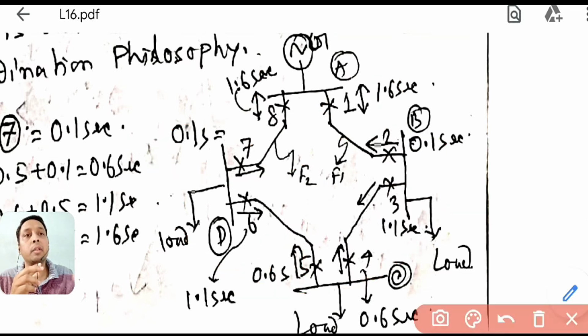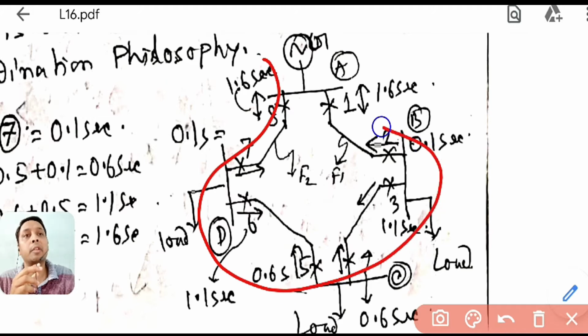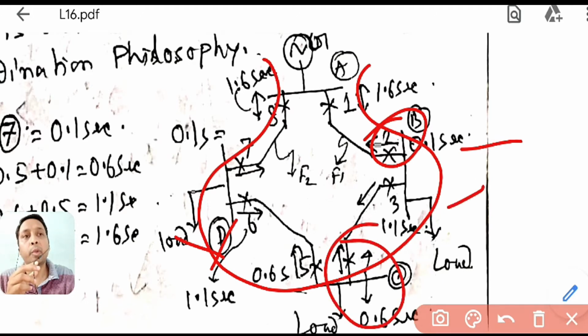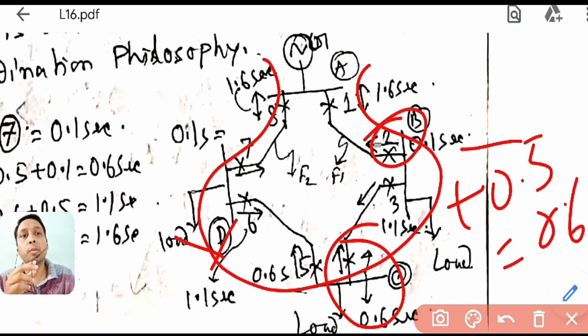The next one is, if I move in this direction now. Now the farthest is relay 2. So I have taken the smallest time, 0.1. Who is the backup for 2? If 2 fails in this direction, 4. So again 0.1 plus 0.5 is equal to 0.6. So this is your 0.6.